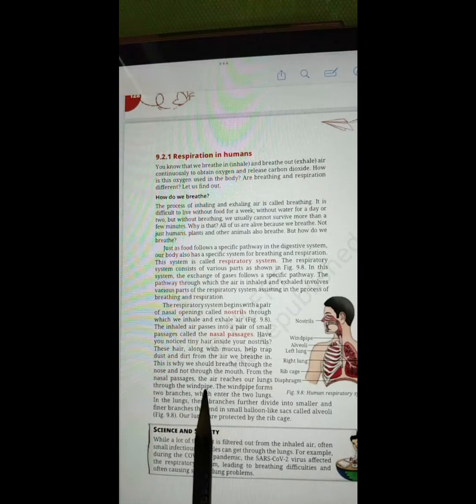From the nasal passages, the air reaches our lungs through the windpipe. The windpipe forms two branches which enter the two lungs. In the lungs, these branches further divide into smaller and finer branches that end in small balloon-like sacs called the alveoli. Our lungs are protected by the rib cage.